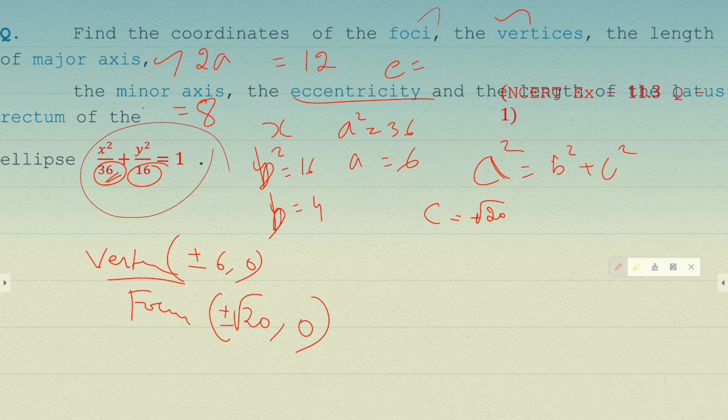e is equal to c by a. Correct? What is c here? Root 20. What is a here? 6. So this is root 20 by 6 is going to be my e value.